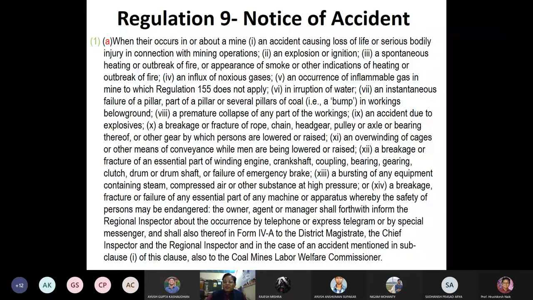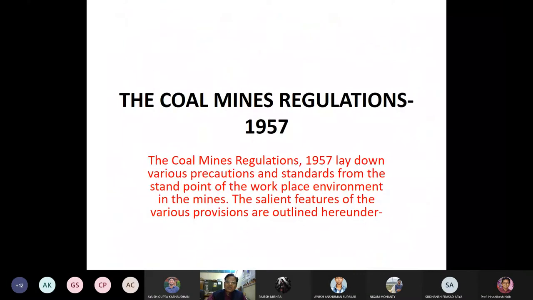Today, first about the Coal Mines Regulations 1957. Today, we have discussed the Coal Mines Regulations 1957. So, it's a little power cut. So please take note of the Coal Mines Regulations 1957.